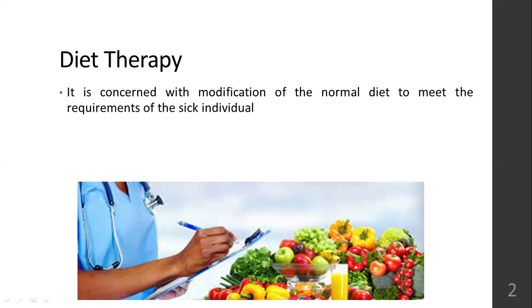So these are the main motto of diet therapy. It is not a remedy. This is not a cure. It's just certain modifications that you do with a normal diet to meet the requirements of a treatment or a sick individual.